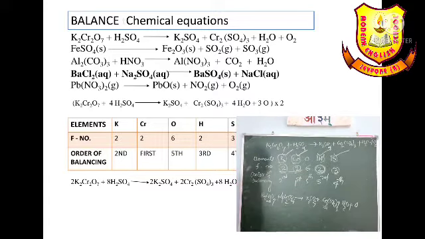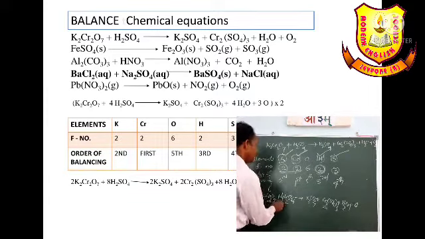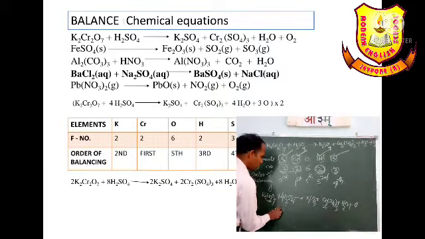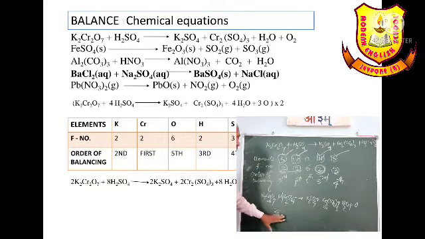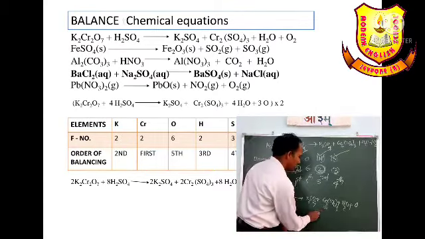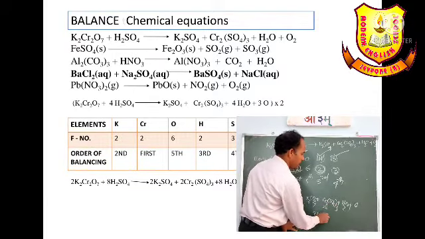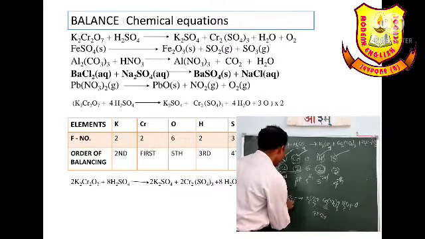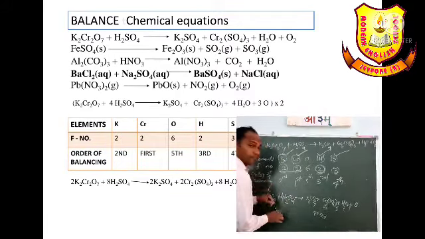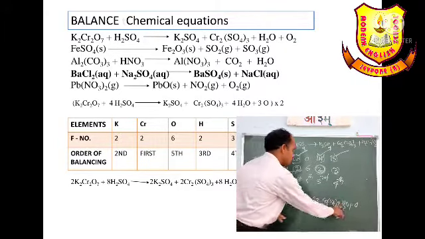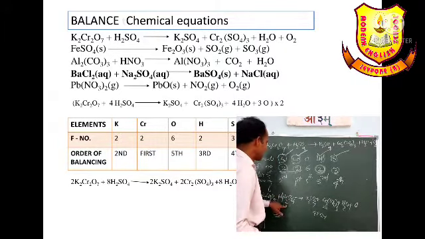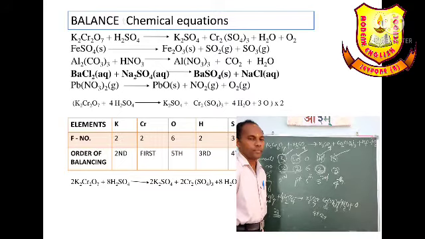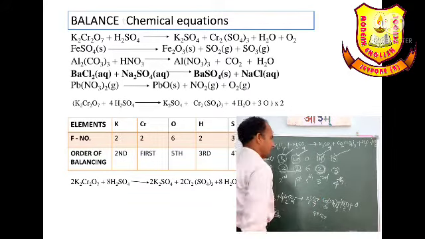Now the turn of oxygen. Here 4 fours are 16 plus 7, 23 oxygens are there on the left hand side. Right hand side, here 4 threes are 12 plus, here one thing you have to see, here 4H2 is there. So again we have to see here. 8 hydrogens are there on the left hand side. So here we have to put 4, so 4 times 2 is 8. Okay, so hydrogen will be balanced then.